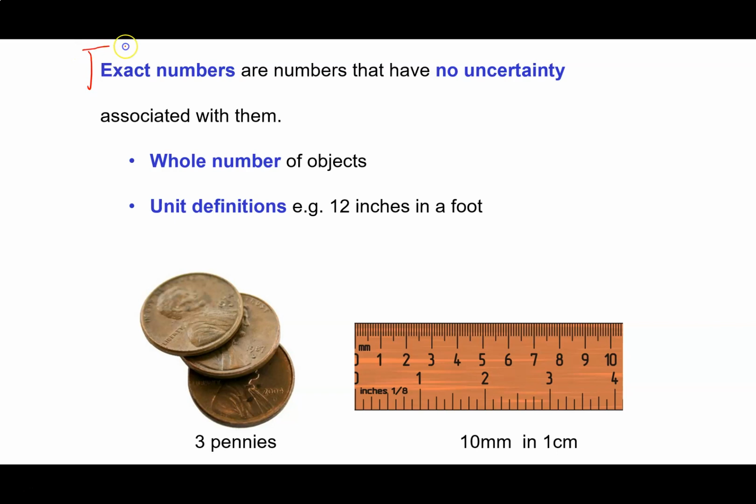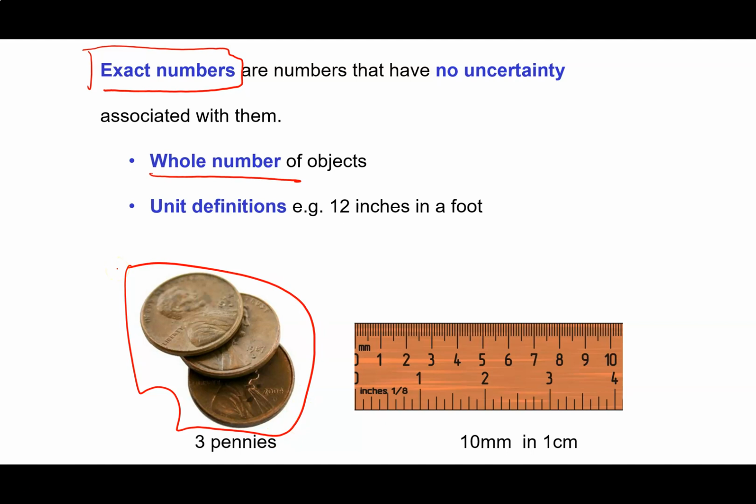Now, some numbers don't have any uncertainty associated with them, they don't have any error about them. A good example of this is a whole number of macroscopic objects. If someone gave you a bag of pennies, you could count those pennies. Maybe you'd have to do it a couple of times, but you could state exactly how many pennies you had with no uncertainty. The other types of numbers that are exact and have no uncertainty about them are unit definitions. For example, 12 inches in a foot, or 100 centimeters in a meter.